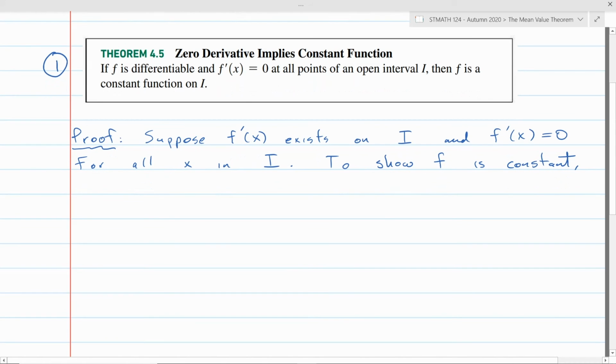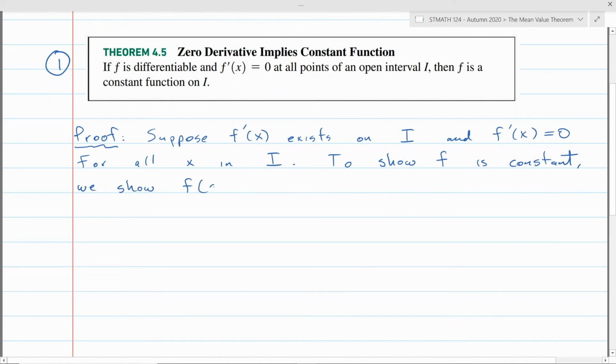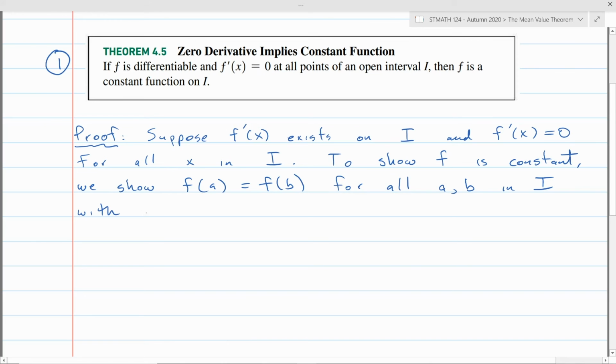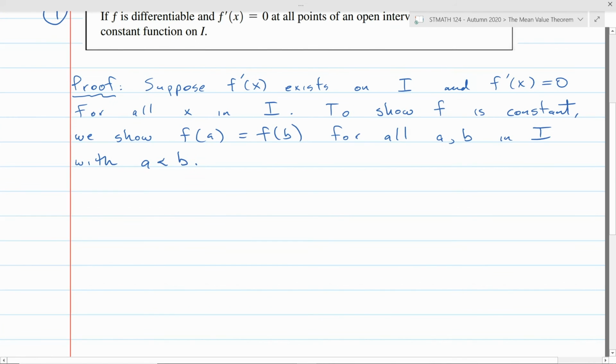Well, the way you show a function is constant is you show that it has the same value at all points on that interval. So to show f is constant, we're going to show that f of a is going to be equal to f of b for all a and b in I, and we'll assume that a is less than b. But if you pick any 2 points, a and b, you can decide one of them's less than the other and then plug them into the function. You're always going to get the same result. f of a is going to be equal to f of b. So that would tell you that the function is constant, because it's always giving back the same result.